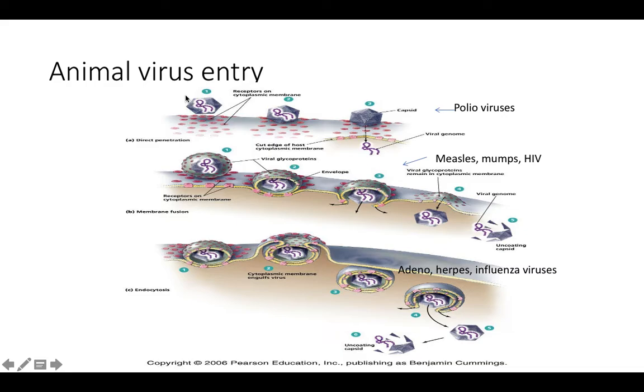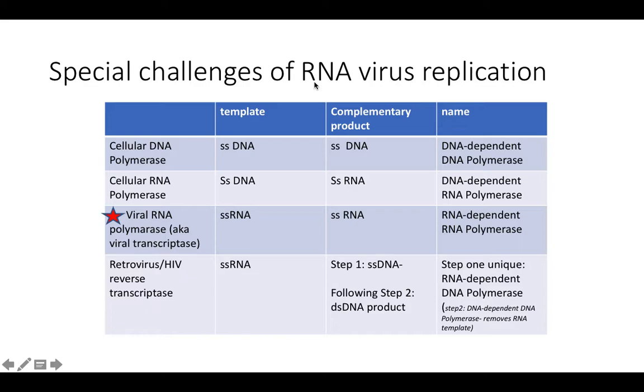So we want to remember that RNA viruses have special challenges, because if you're an RNA virus, you need to make copies of your RNA. Remember, cellular RNA polymerase uses DNA as a template to make complementary RNA, so we call it DNA-dependent RNA polymerase. What a virus needs is an RNA-dependent RNA polymerase, meaning that RNA is used as a template to make complementary RNA. Our cells don't make RNA-dependent RNA polymerases. Therefore, the virus has to bring along the genetic information for synthesis of the RNA-dependent RNA polymerase.